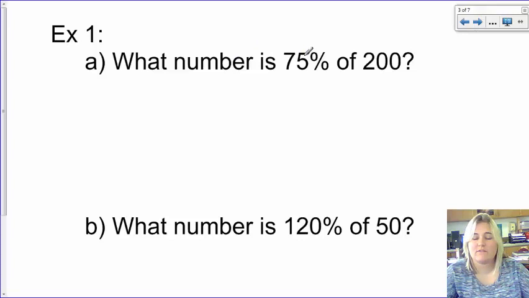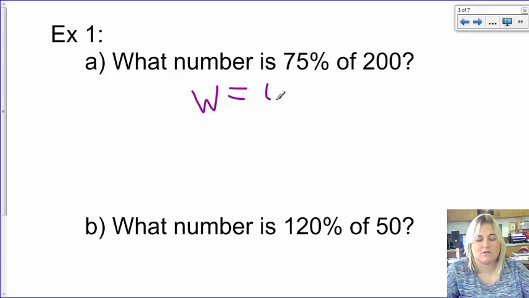So, what number is 75% of 200? The key to this is writing it exactly the way you read it. What number? We don't know what number, so let's put W. Is means equals. 75% we need to write as a decimal, which is going to be 0.75. Of means to multiply, and then 200.